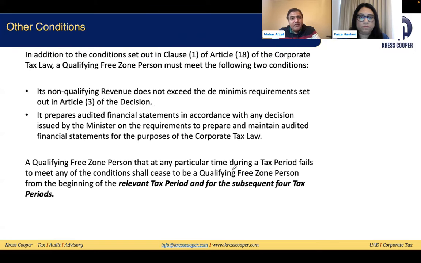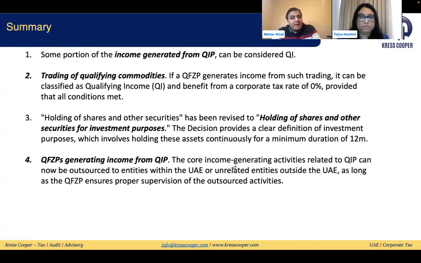Immovable property, we have discussed this. There's no change in other conditions. There's no change basically. I'm just going through this very quickly. So, summary of the overall changes. Some portion of the income generated from the qualifying intellectual property can be considered qualifying income. We have discussed some portion based upon the formula. We have discussed the formula.